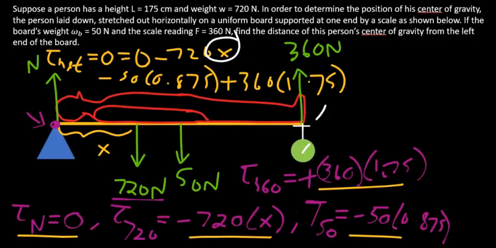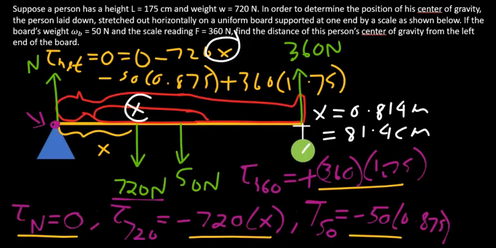When you solve for x, you get an answer of 0.814 meter, or 81.4 cm. That is the location of the center of gravity of the person measured from the left end of the board. And that solves the problem.